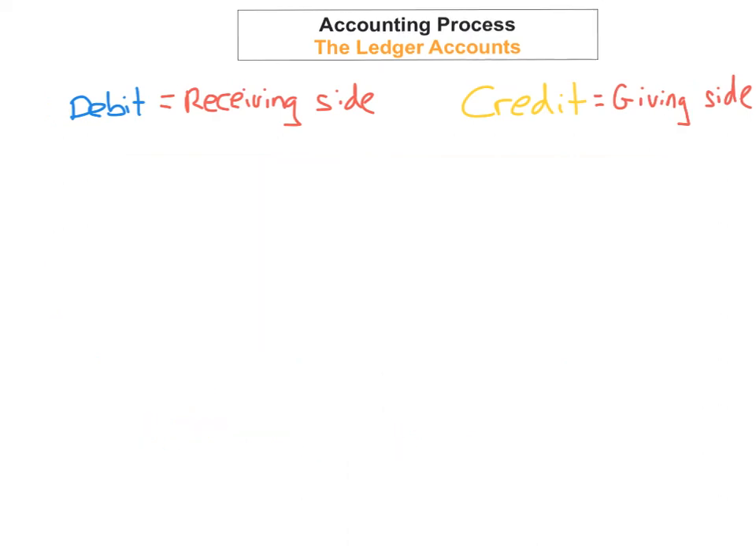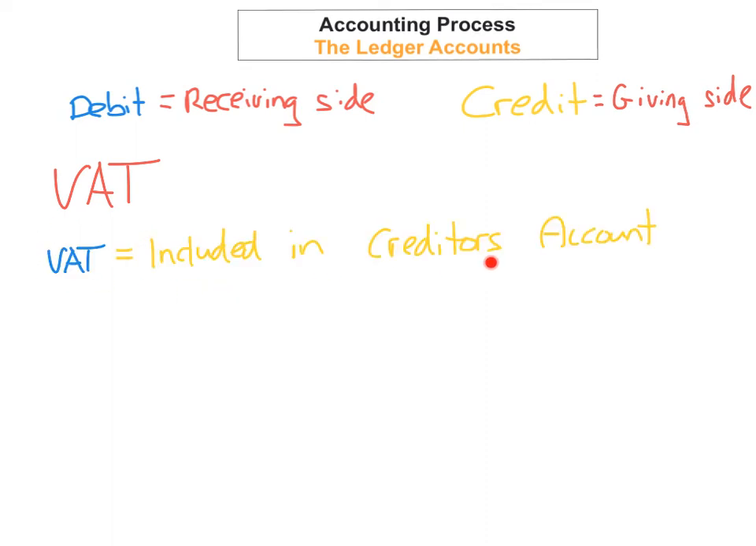And the very last thing you need to know for your ledger accounts is the VAT. What to do with VAT? So VAT is value added tax. And what you do with that is VAT is included in the figures in the creditors account, but it's not included in the figures of the purchases and the purchases returns account. So instead we enter VAT into a separate VAT account, okay, as the following. So like I said, VAT is included in the creditors account, but it's not included in the purchases or purchase returns. So instead for the purchases and purchase returns, we're going to have to do a separate VAT account.